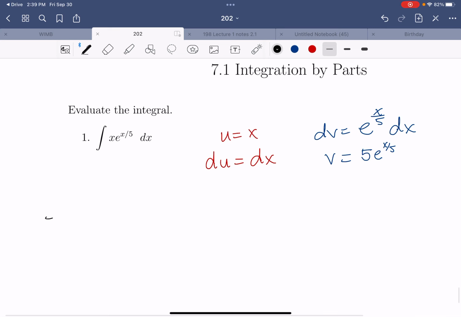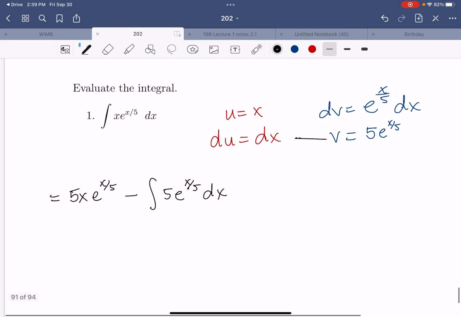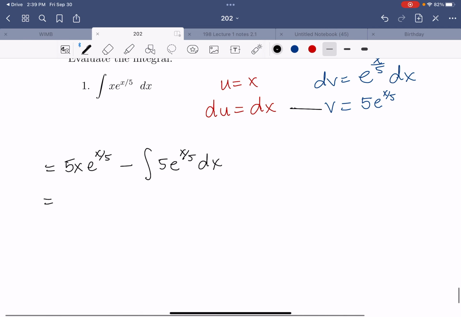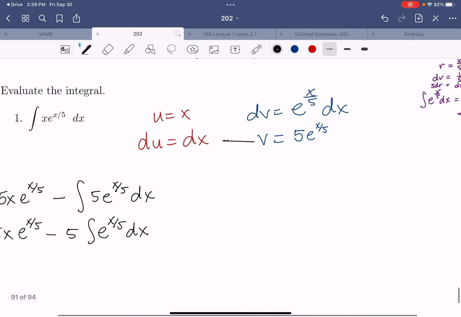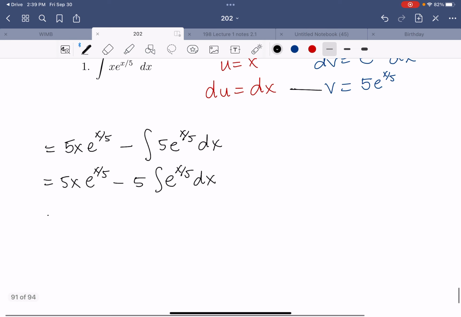Okay, from here, we're using our integration by parts. So we have 5 times x times e to the x over 5 minus the integral of these two, 5e to the x over 5 dx. We get 5x e to the x over 5 minus, pull the 5 out front, and we're taking the integral of e to the x over 5. We did that already. We know what the antiderivative of e to the x over 5 is.